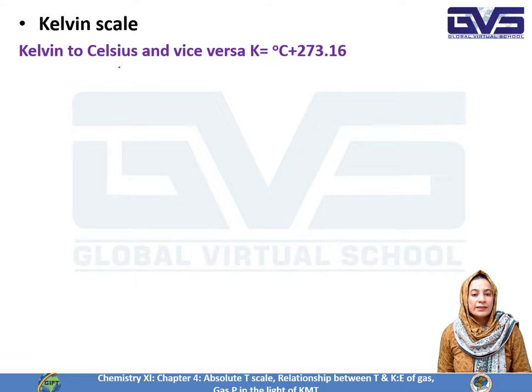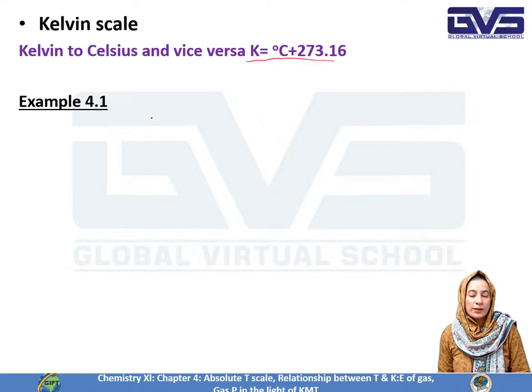You can convert Celsius into Kelvin and vice versa, meaning Kelvin into Celsius. This is a very simple formula. You have the Celsius temperature, to this add 273, and you will convert it into Kelvin. If you have Kelvin, then subtract 273 from Kelvin, and you will convert this into Celsius.